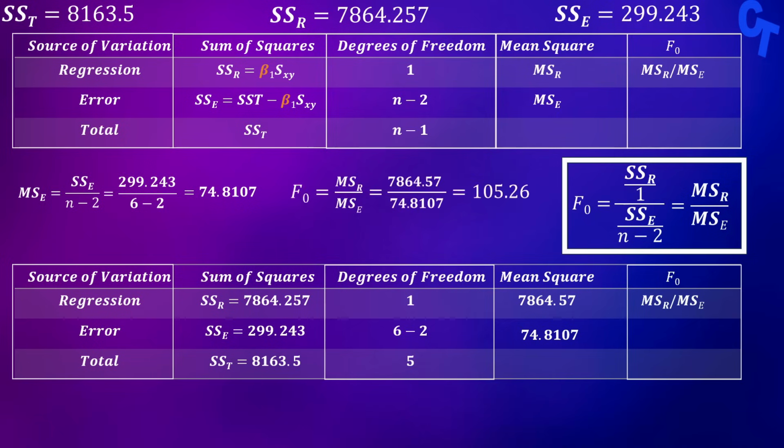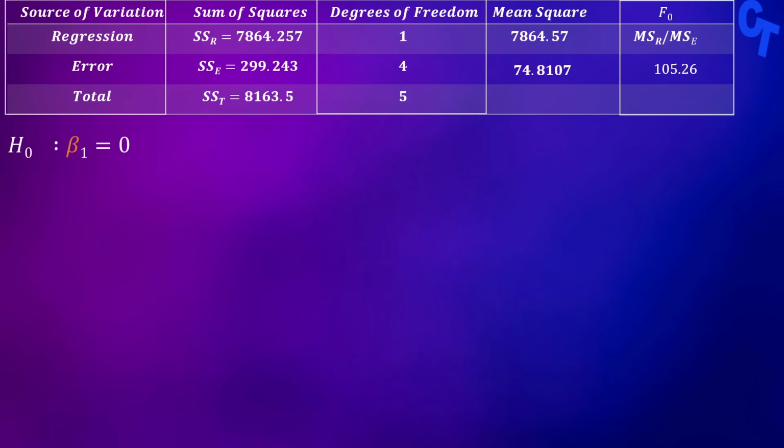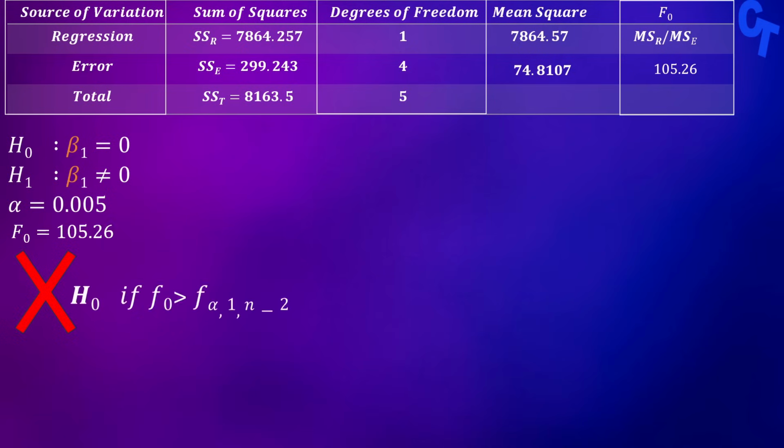Our null hypothesis is that beta 1 is 0, meaning there is no relationship between y and x. The alternative hypothesis is that beta 1 is not equal to 0, meaning there is a relationship between x and y. You can also do the test for the intercept. Let's use a significance level of 0.005. From our calculation, F naught is 105.26. We only reject the null hypothesis if F naught is greater than the critical value.